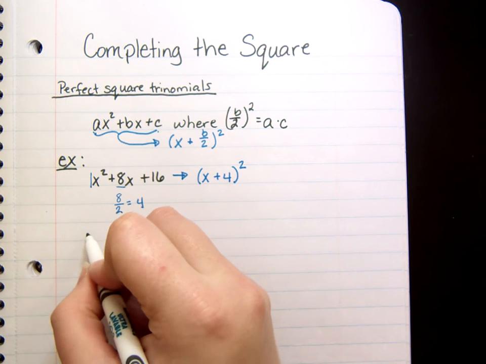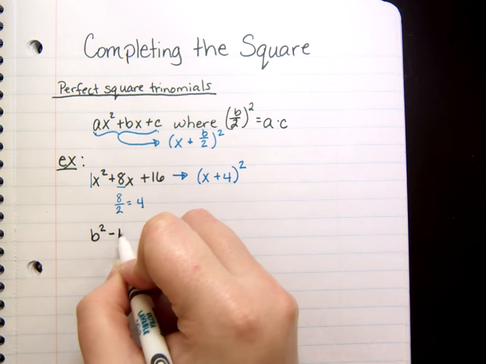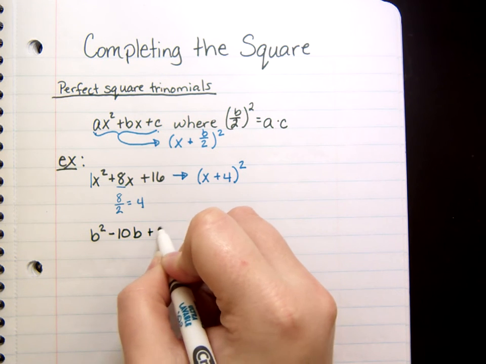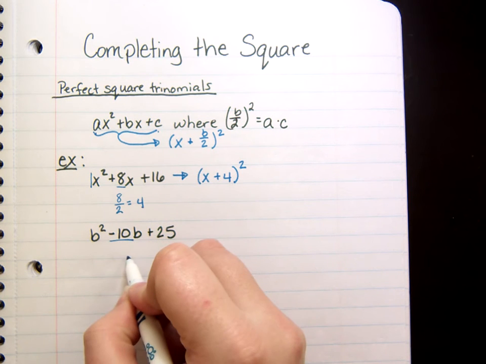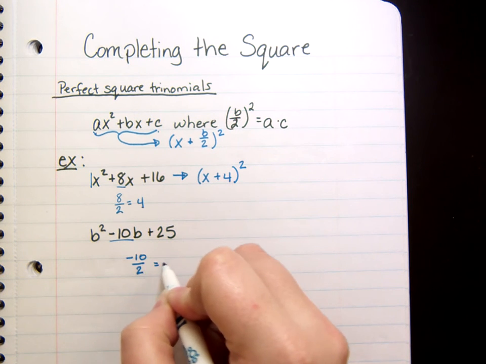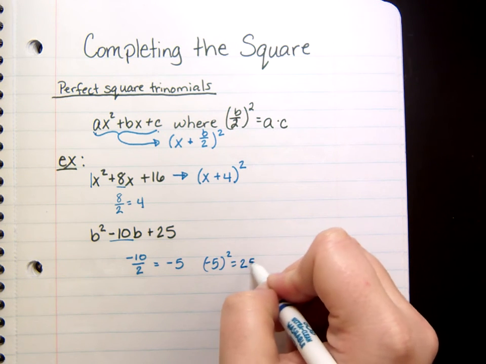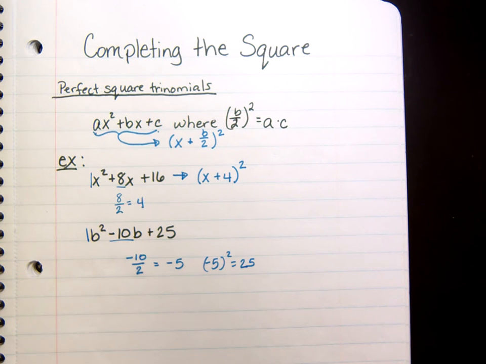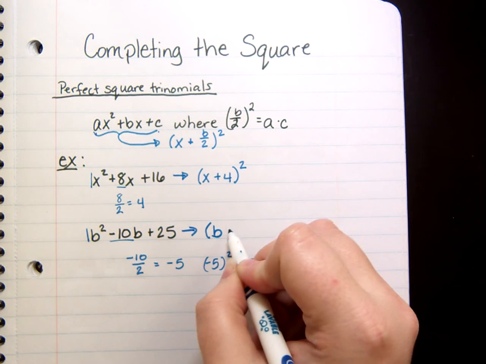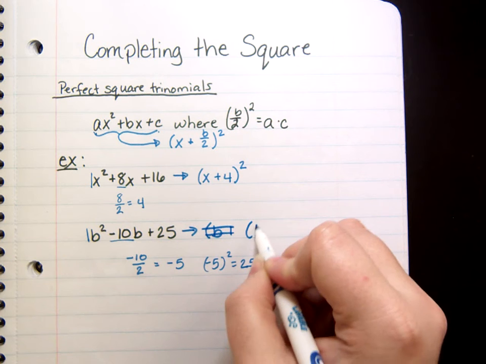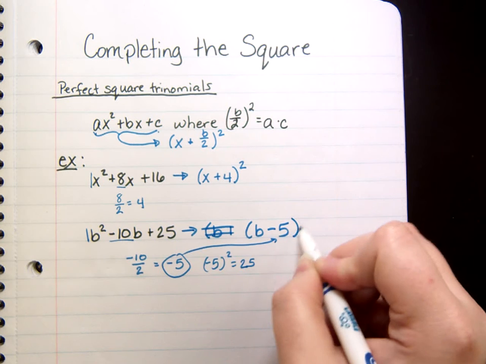Another example. If I have b squared minus 10b plus 25. If I take this negative 10 and divide that in half, I get negative 5. And negative 5 squared is 25, which again is what I get if I were to take 1 times 25. So it's a perfect square trinomial, and I can write it as b minus 5, because this number here is what I put there, squared.